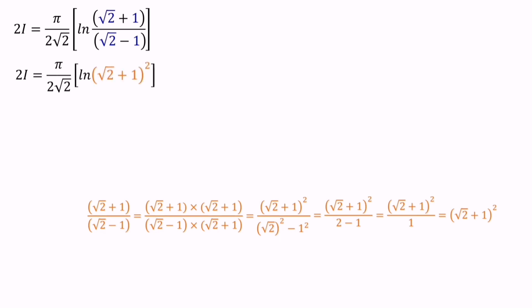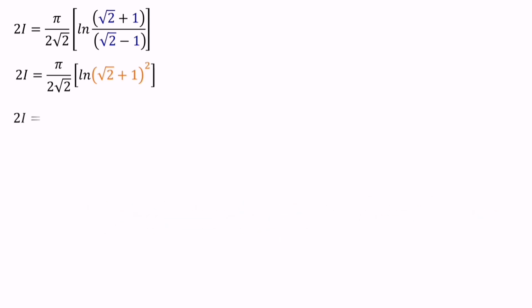After that, using the basic logarithm rule, we can write 2I equals pi over 2 root 2 times 2 ln root 2 plus 1. After that, we can cancel out the numerator 2 and the denominator 2. Then finally, we get the I value as pi over 2 root 2 times ln root 2 plus 1.